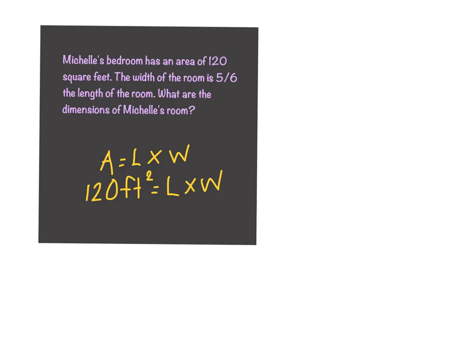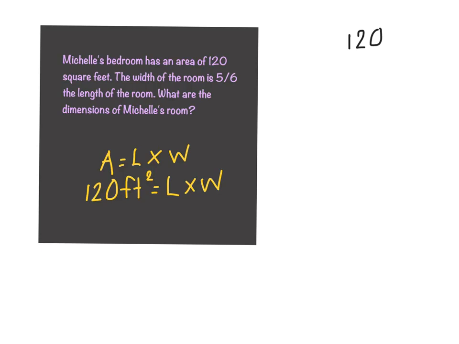So we're going to use a strategy called guess and check, but we're not going to just make wild guesses. We're going to make educated guesses. So I know my answer is 120 square feet and that I need two numbers that are multiplied together to equal that. If I think of the numbers that equal 120, I know my numbers have to be fairly close together because the width of the room is 5/6 the length of the room. So I can start by listing all of my factors. That's not a bad idea.